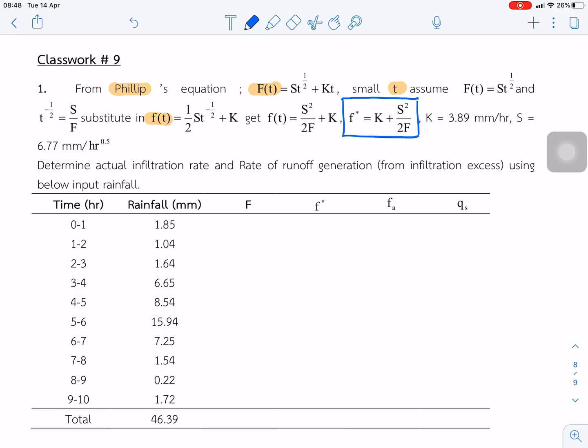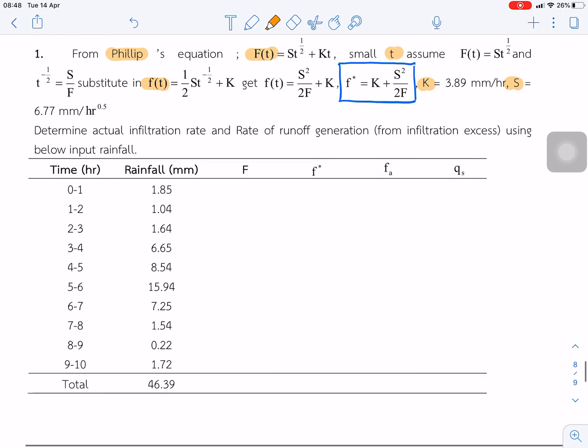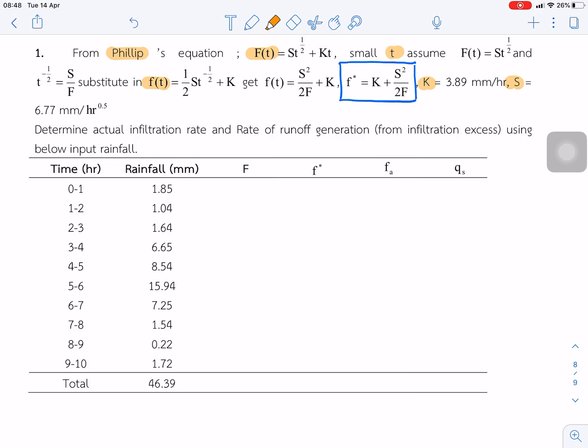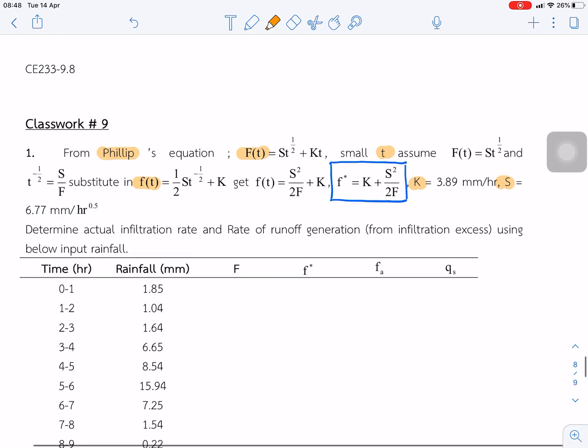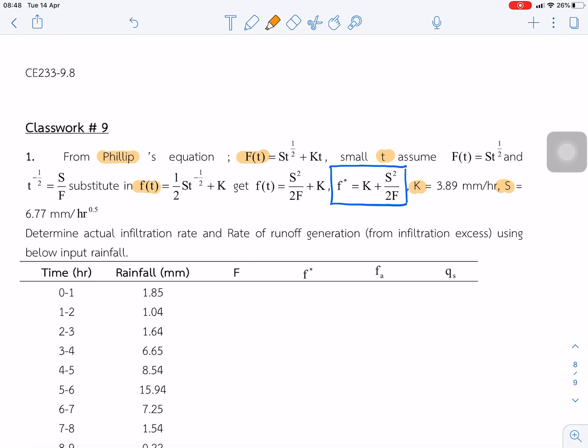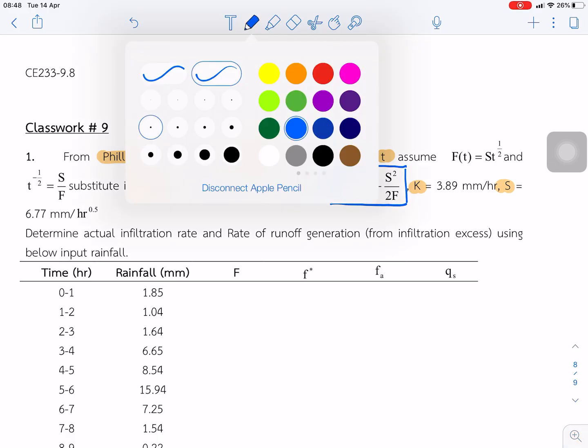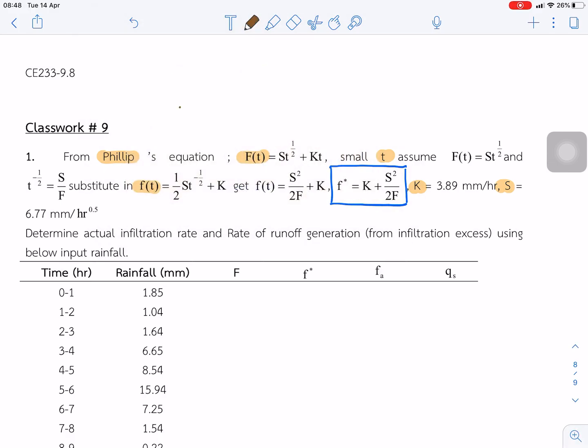We are given all the parameters for hydraulic conductivity and sorptivity, and below is the hourly rainfall for about 10 hours. In this case, I want to remind you about this equation, which is a point process on the surface.